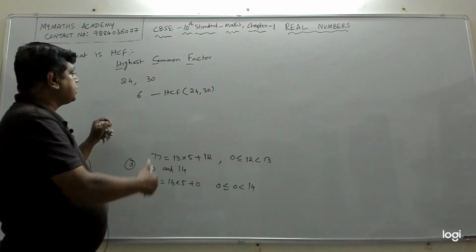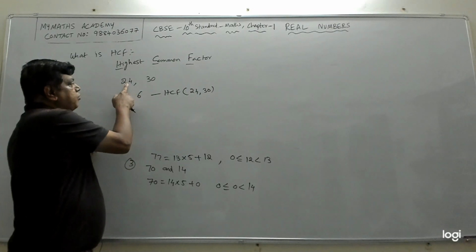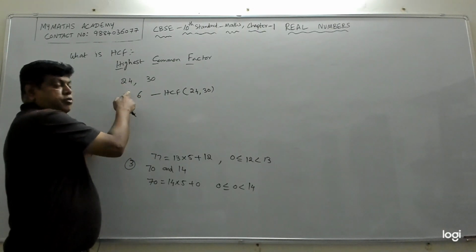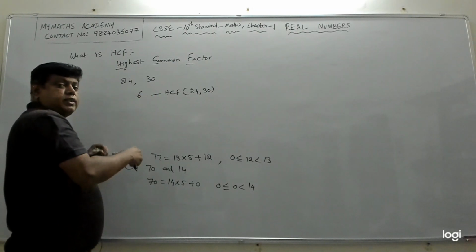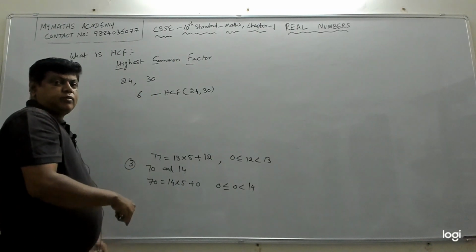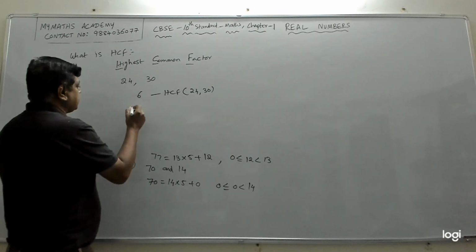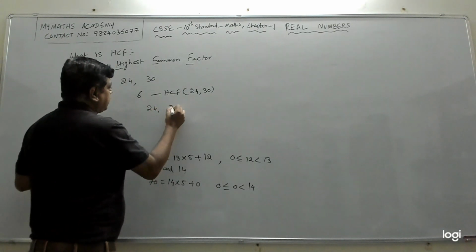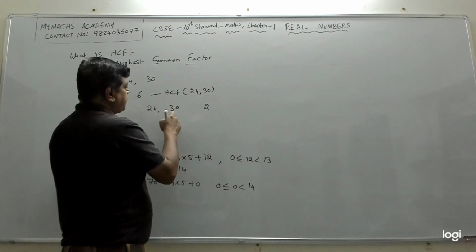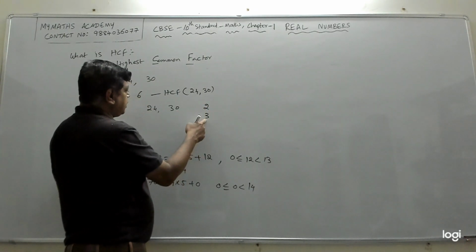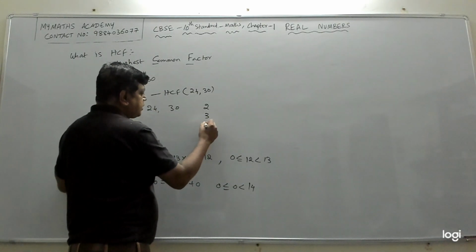That's why. So it's a factor. 6 is a factor of 24, which means 6 divides 24. 6 is a factor of 30 because 6 divides 30 exactly. So which is the highest common factor? 6. Of all the factors, see, 2 is a factor for 24 and 30, because 2 divides both. 3 is also a factor because 3 divides both exactly. Then 6 is also a factor.